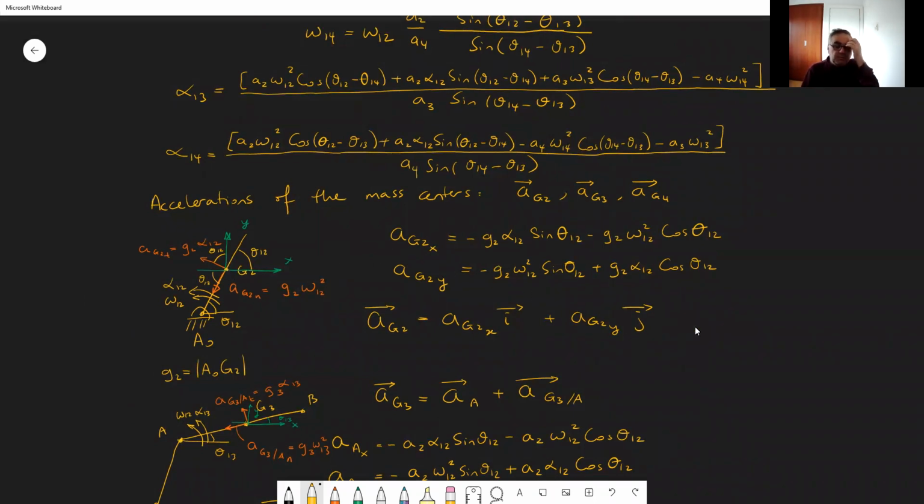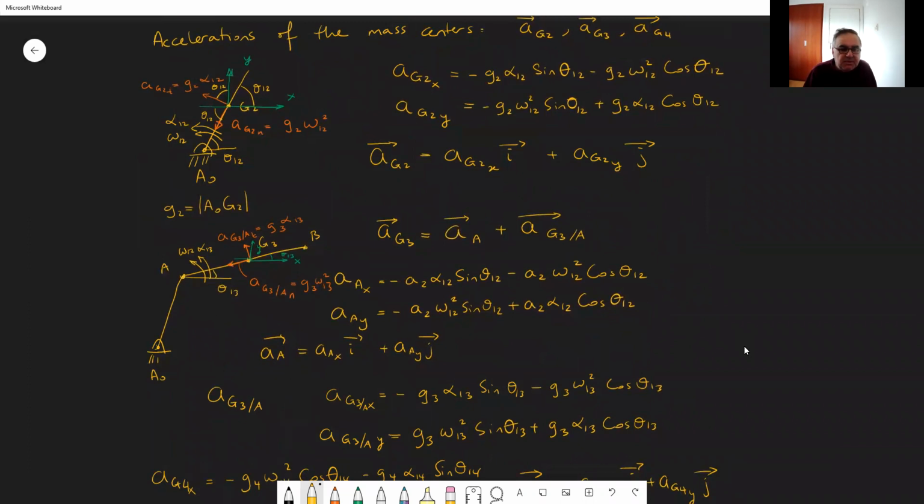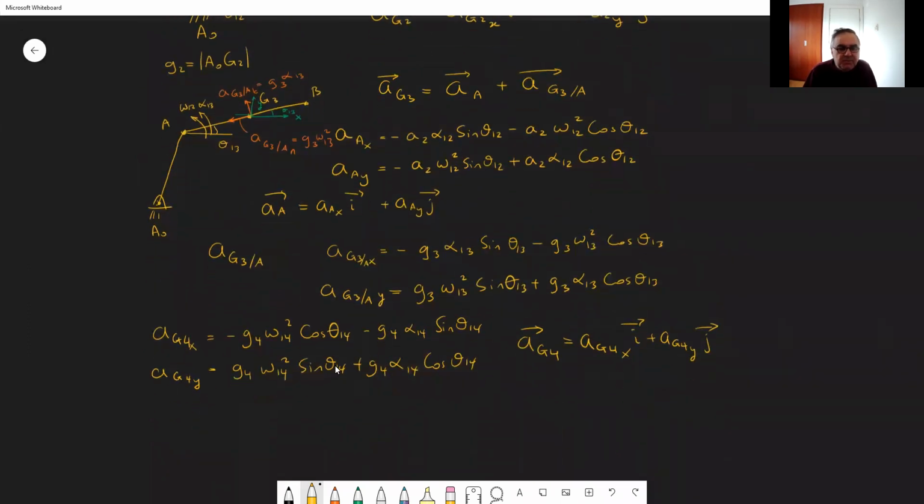And we find them through basic acceleration analysis, okay, and relative acceleration analysis. G4x, G4y, etc. And that's where we have stopped because we didn't have time. We have to continue from here, okay?